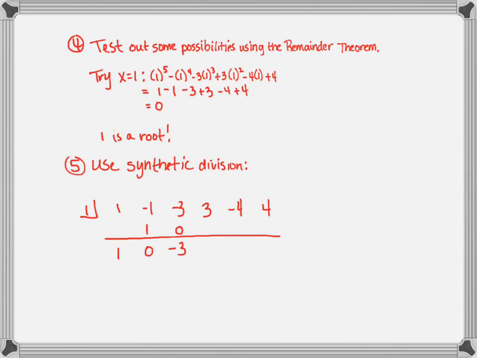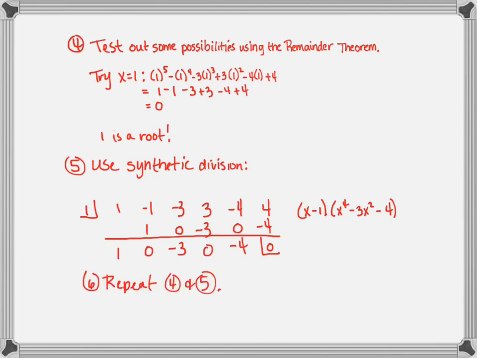Multiply 1 times negative 3, we get negative 3. Add 3 and negative 3, we get 0. 1 times 0 is 0. Negative 4 plus 0 is negative 4. 1 times negative 4 is negative 4. And add 4 and negative 4, we get 0. So we now have a linear factor of x minus 1, and we also have the factor x to the fourth minus 3x squared minus 4.